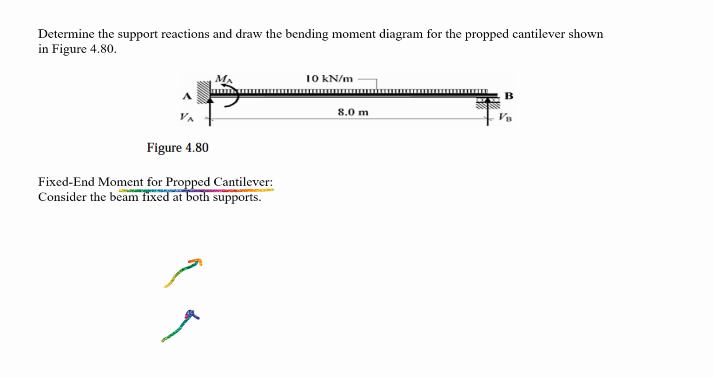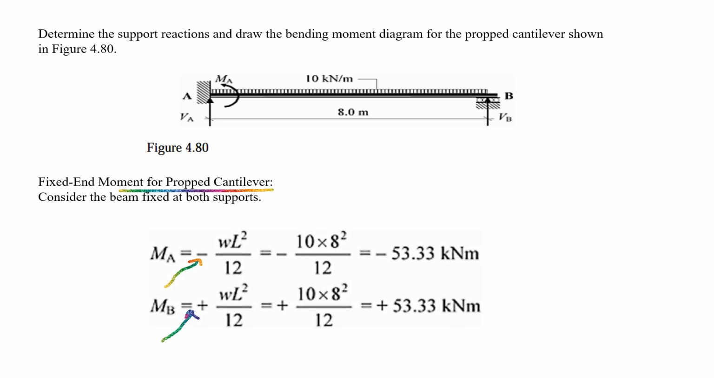Fixed end moment for the propped cantilever. Consider the beam fixed at both supports. So MA will be minus WL squared by 12, and MB is plus WL squared by 12. W is 10, span is 8. So we will get minus 53.33 at MA and plus 53.33 at MB. So WL squared by 12 is the fixed end bending moment. This is the roller support. Here 10 is W, 8 is L.